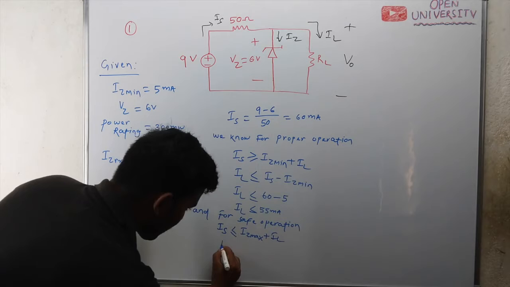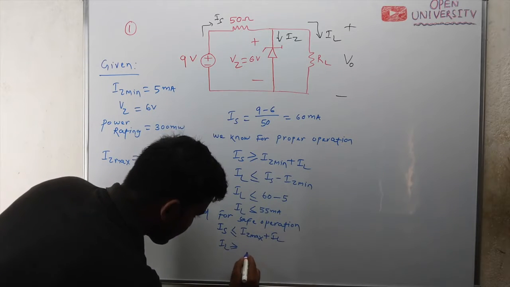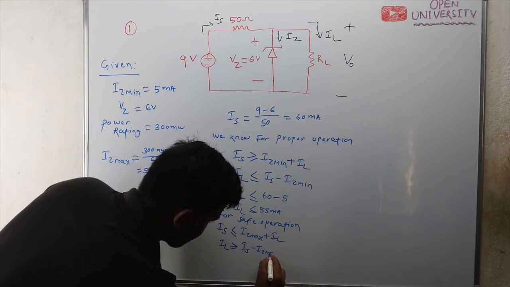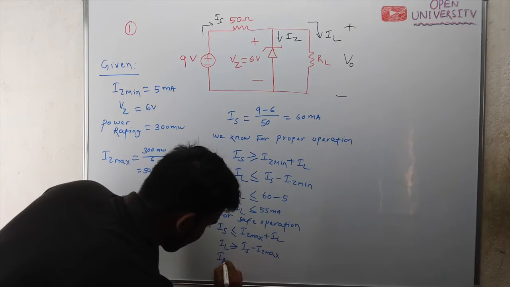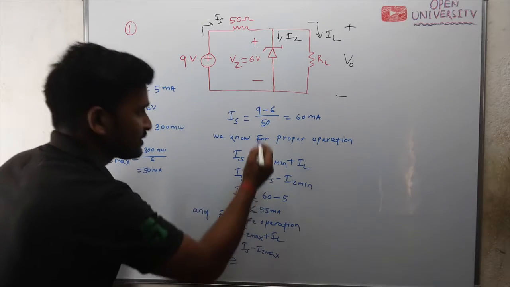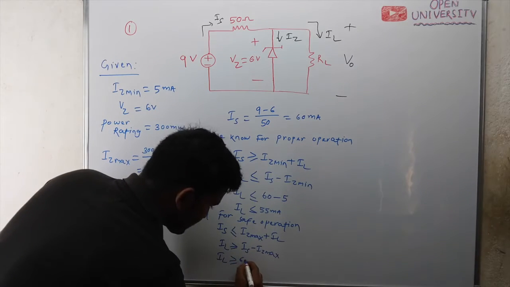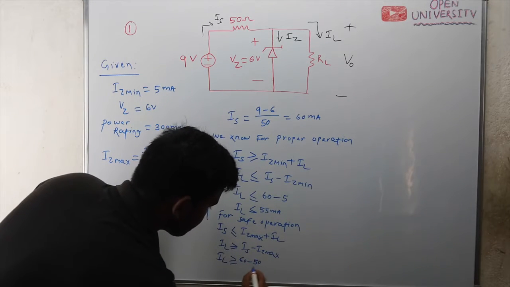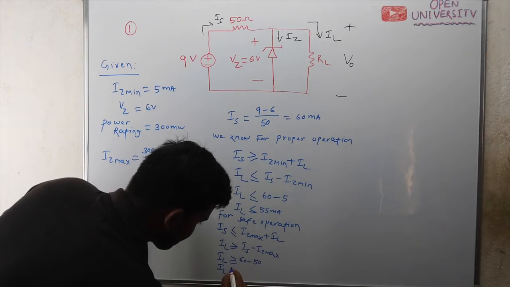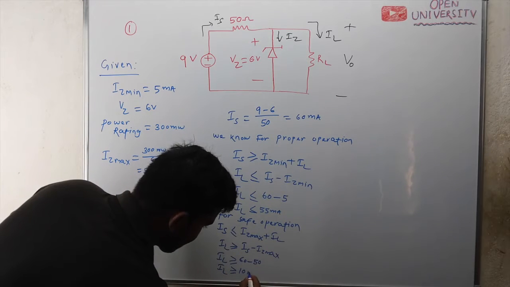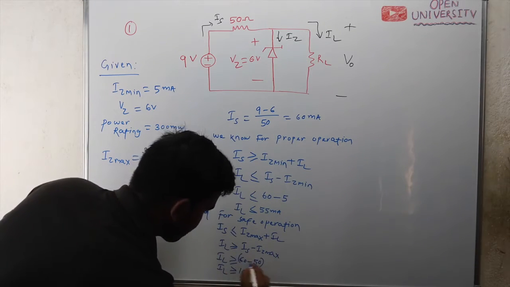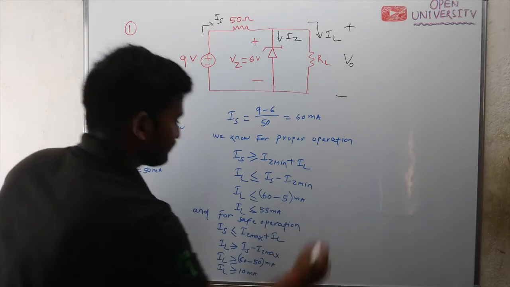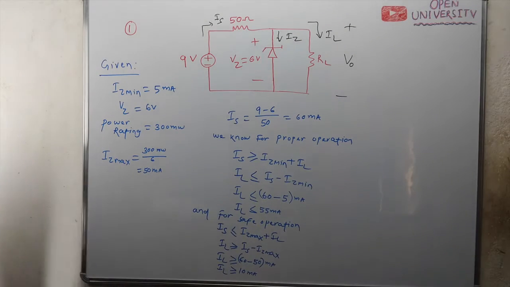So what should be IL? IL should be greater than or equal to IS minus IZ max. IS is 60 milliampere, minus IZ max which is 50 milliampere. So IL has to be greater than or equal to 10 milliampere.